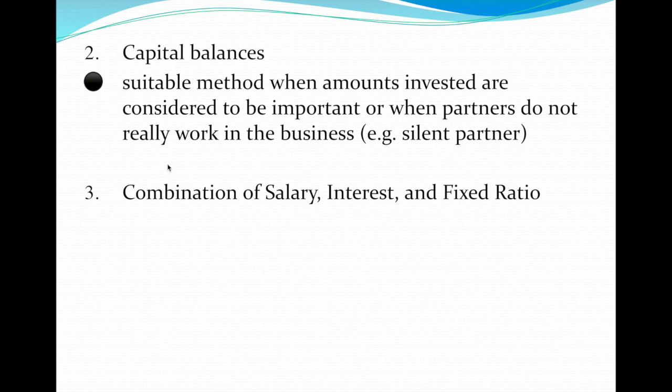Third kind is a combination of salary, interest, and fixed ratio. That's rather complicated, but partners receive a fixed salary. FYI, for those of you who don't know, owners of companies usually don't cut themselves a salary because the advantage of being an owner is that once all your expenses are paid, all the profit goes to the owner. Now, depending on how the company does, this could either be a really good thing or a really bad thing.